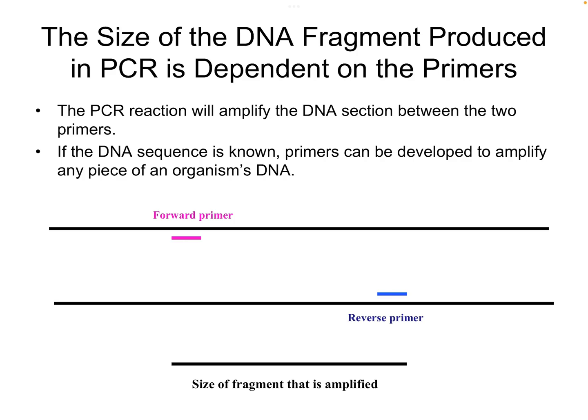The size of the DNA fragment produced in PCR is dependent on the primers. So the PCR reaction will amplify the DNA section between the two primers. If the DNA sequence is known, primers can be developed to amplify any piece of an organism's DNA.